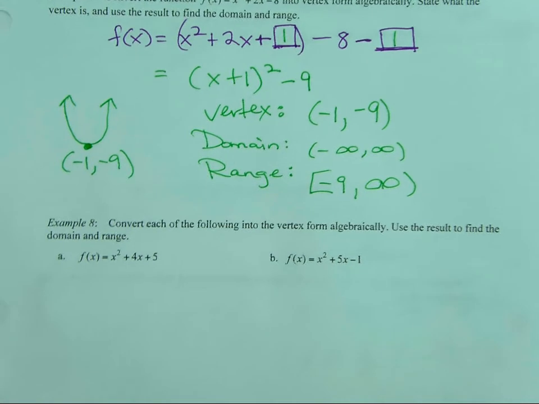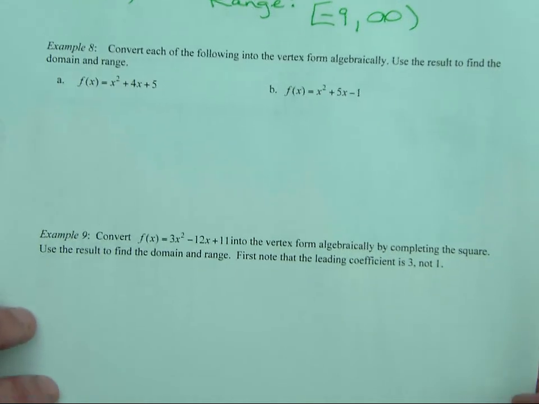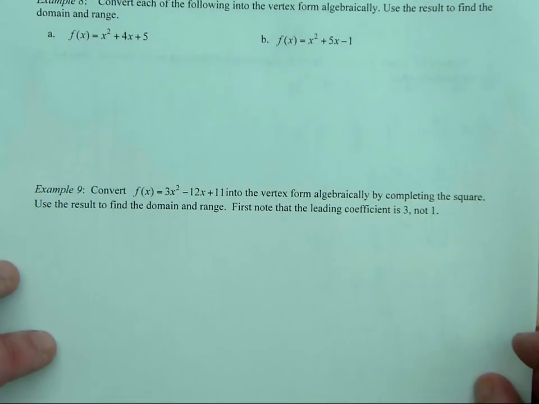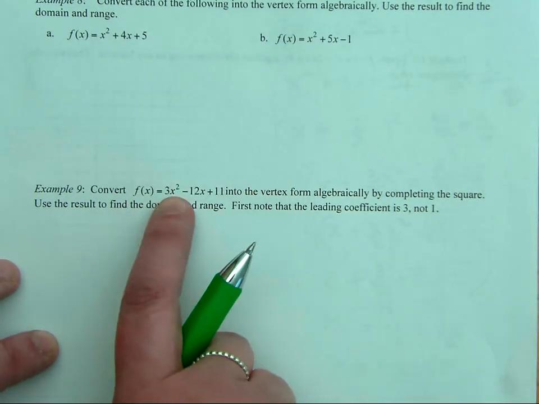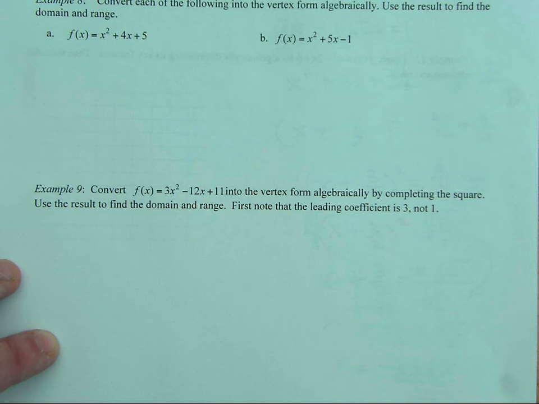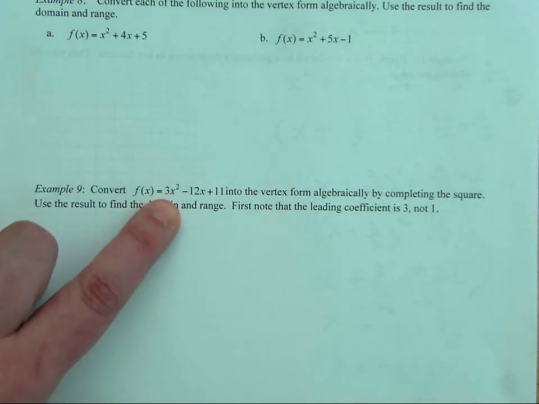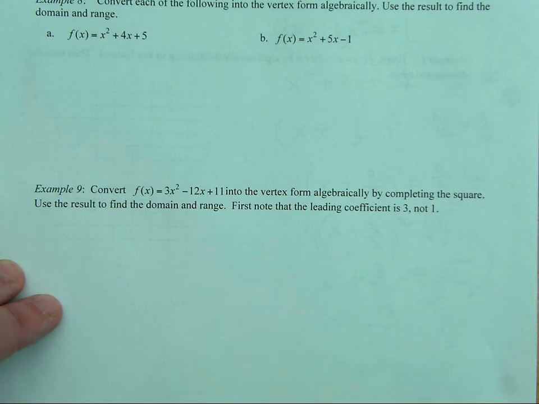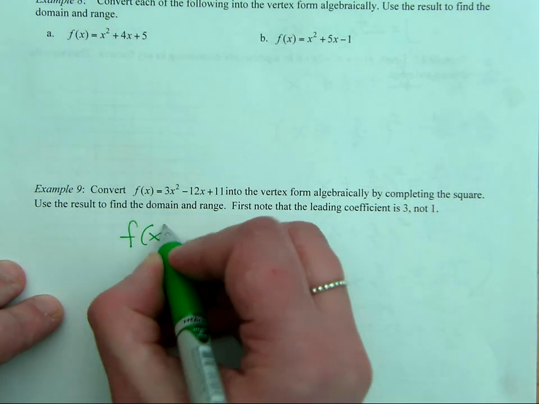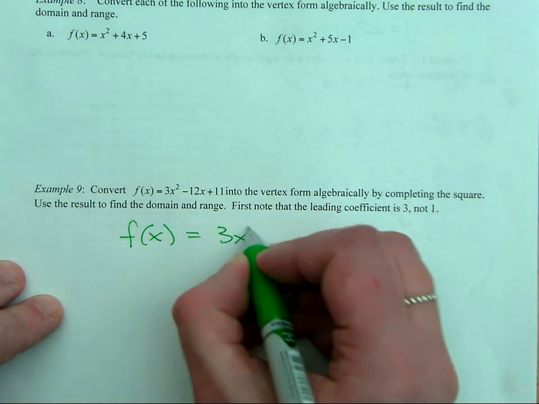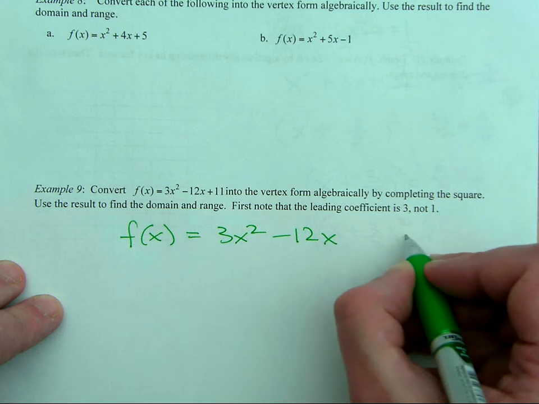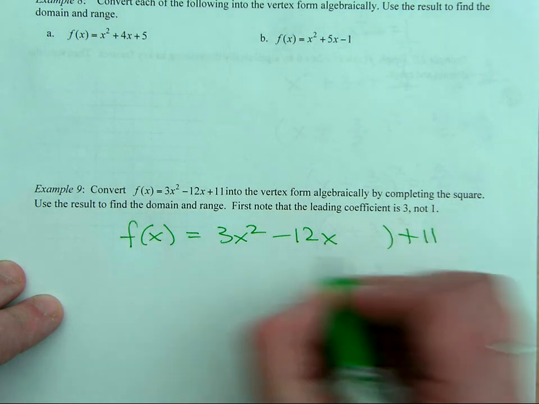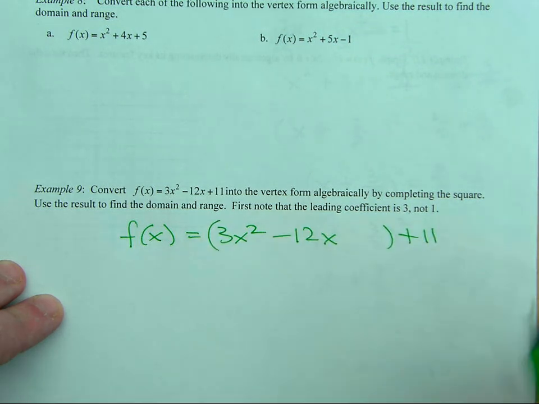But because we're running short on time, I'm going to scroll up so that you can see an example that doesn't start with 1. This gets a little more complicated when your leading coefficient is a number other than 1. So we want to put this into vertex form by completing the square. We're going to write f of x equals 3x squared minus 12x, and then leave the plus 11 off to the side. So that's the first step. Take that c and put it off to the side.